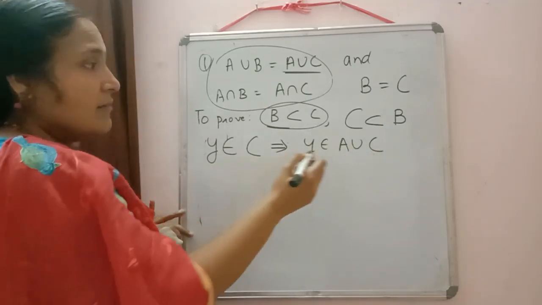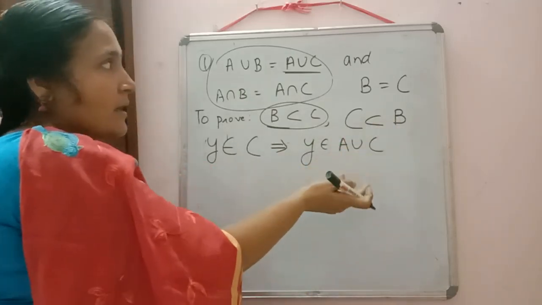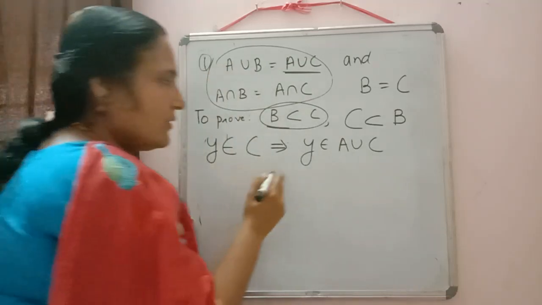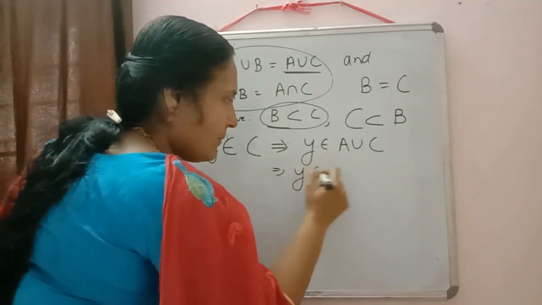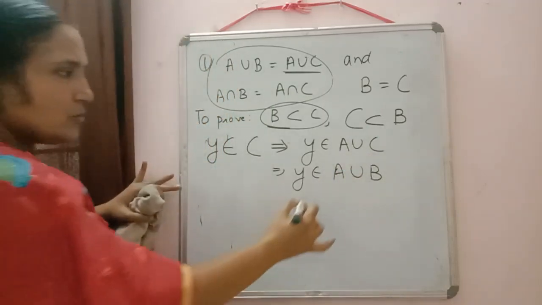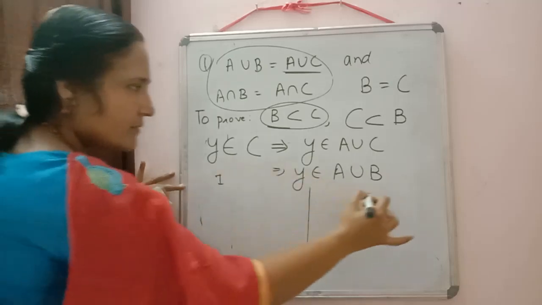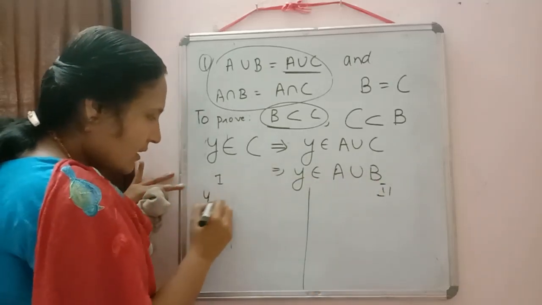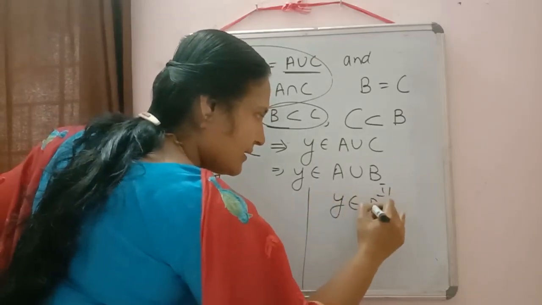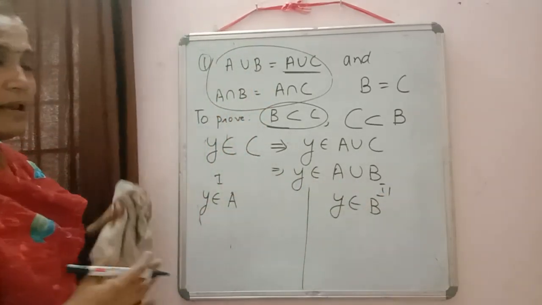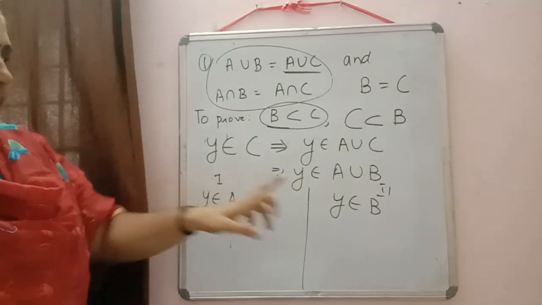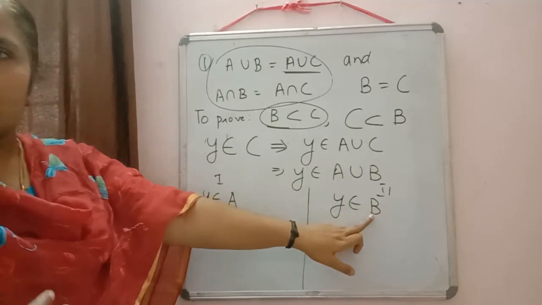Now, because we want B here, move to this information: A union C is equal to A union B. So we will write here Y belongs to A union B. From here two cases are possible: either Y belongs to A or Y can be there in B. We cannot surely say whether Y belongs to B or not. These are the two possibilities which we have. If Y belongs to B, then our proof is over.